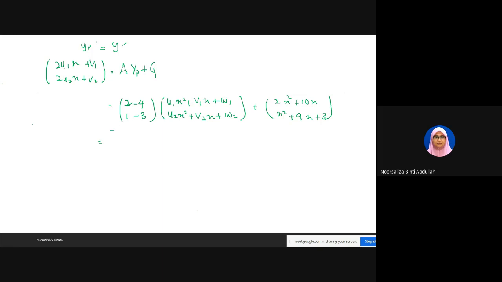Okay, so we have this bracket. 2 minus 4, you times with this one. Then you will have 2u1 minus 4u1, and then you have 1 times this one. Then you have u2 minus 3u2 x square. Plus here 2 minus 4, you times v1. Then here you have 2v1 minus 4.